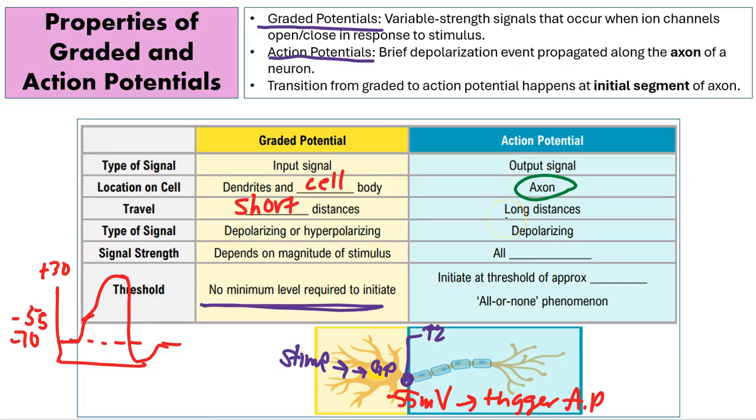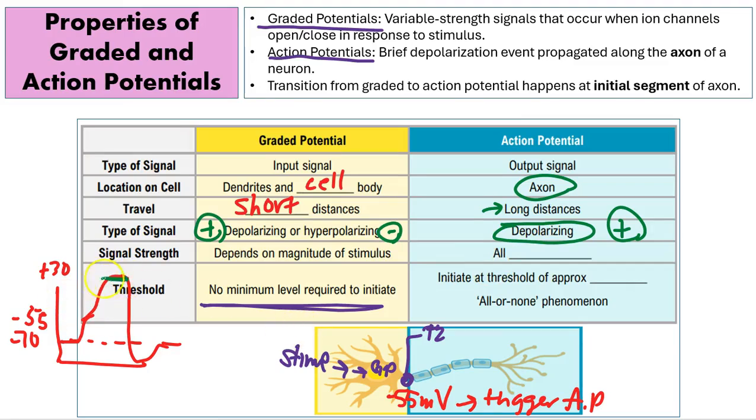If you want to make sure you're sending a message down to your knee, you need to make sure that you have long enough axons to do that. That means they can definitely travel those long distances. The type of signal is always going to be depolarizing. So yes, we saw that graded potentials can make the membrane change to be more positive or more negative, but action potentials will always make the membrane become more positive.